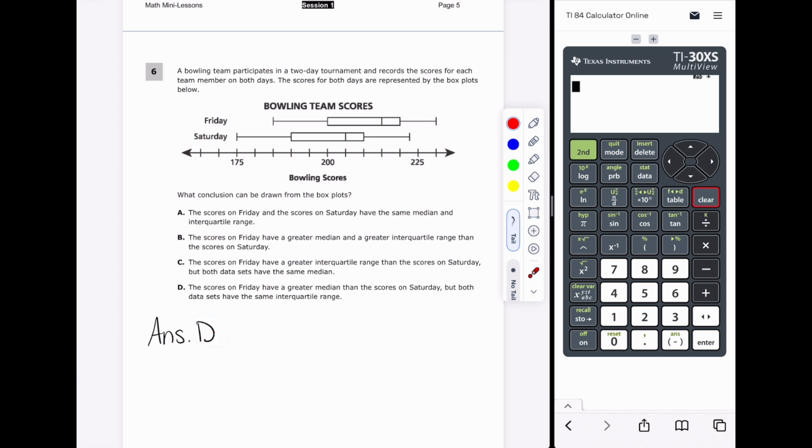So let's go into this one. A bowling team participates in a 2-day tournament and records the score for each team on both days. The scores for both days are represented in the box plots. I call it box and whisker plots, but they're called box plots.